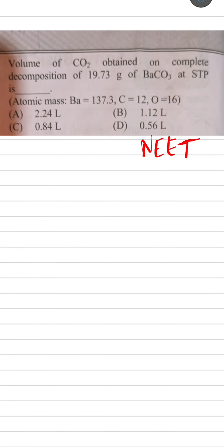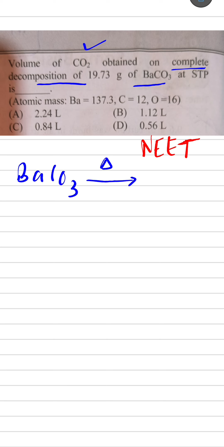Okay, the question says: find the volume of CO2 obtained on complete decomposition of 19.73 gram of barium carbonate at STP. So we basically have to determine the volume of carbon dioxide produced. Now the chemical reaction of decomposition of barium carbonate will be: barium carbonate upon heating will produce barium oxide plus CO2, just similar to limestone. So this will produce CO2.